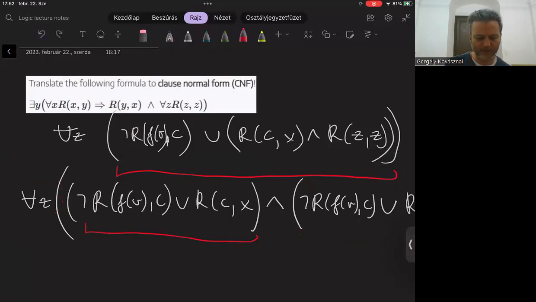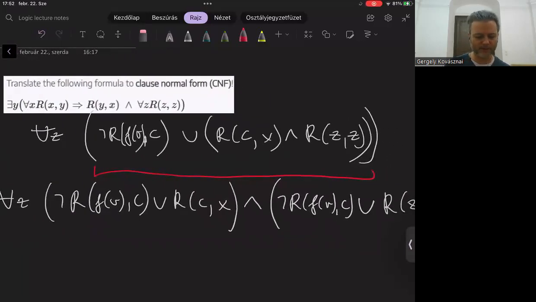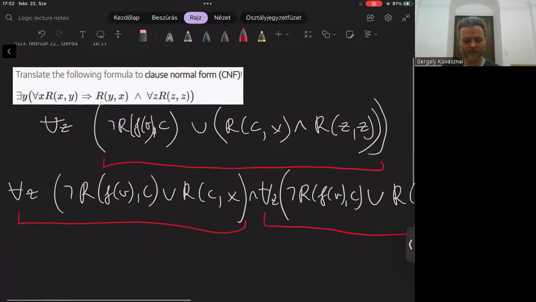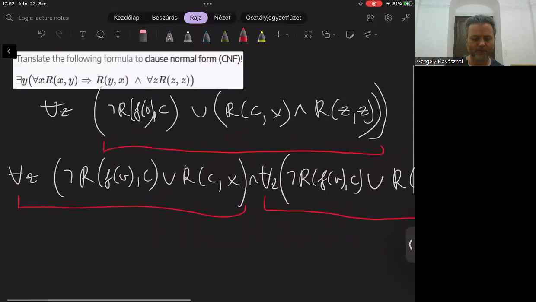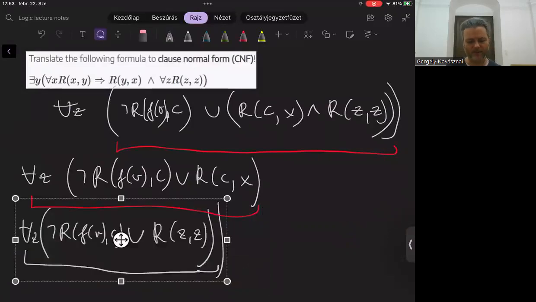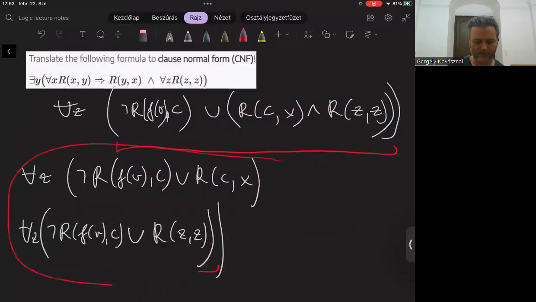Let me show you how this works. So basically, we put the quantifier in front of the first clause. So this is going to be the first clause with the quantifier, and we should copy the quantifier in front of the other clause as well. So this is going to be the second clause. Yeah, so long story short, after translating the formula to CNF, we get two clauses. So here we have the two clauses, and this is the result.